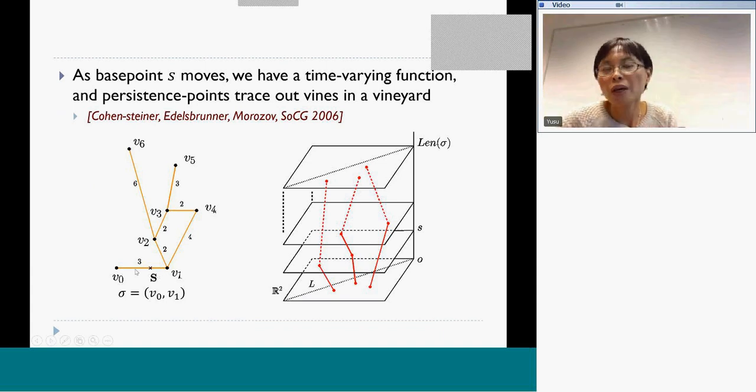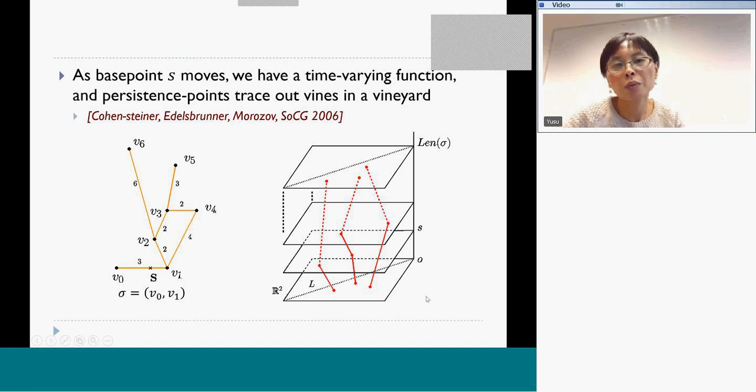As the base point moves, we can think of the corresponding distance function to the base point also changing, and that gives us a time varying function. You can think of the position of the base point as the time as it changes. The persistence points will move, and because of the stability theorem of the persistence diagram, the persistence points will also move continuously. In particular, each of them will trace out a trajectory, called a vine by Cohen-Steiner, Edelsbrunner and Morozov.